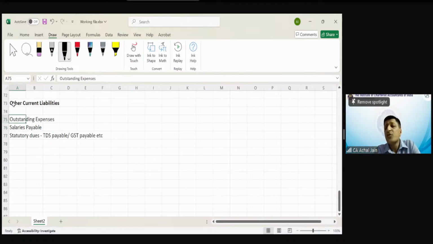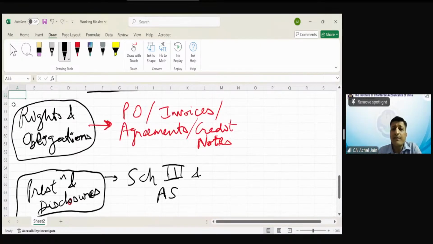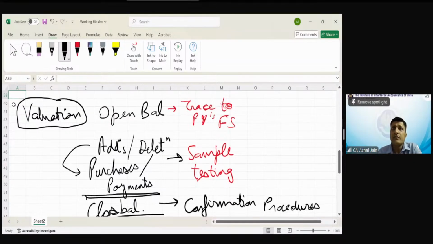See, when it comes to the outstanding expenses, basically it's a liability in respect of expenditure incurred during the year. Yes or no? And a certain part of that is outstanding. So similar to what you will do in respect of trade payable, of course you will check the opening balance traced to the previous year's financial statements, and the build-up of this liability will be through the various expenses. So on a sample basis, some of those expenses you will verify.